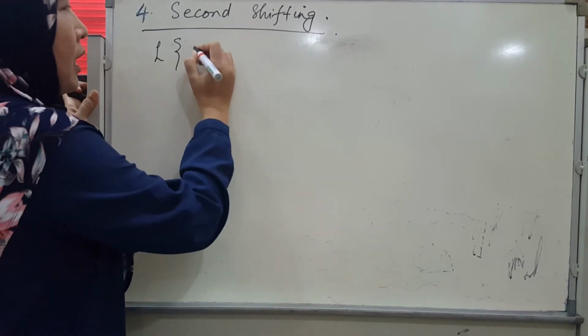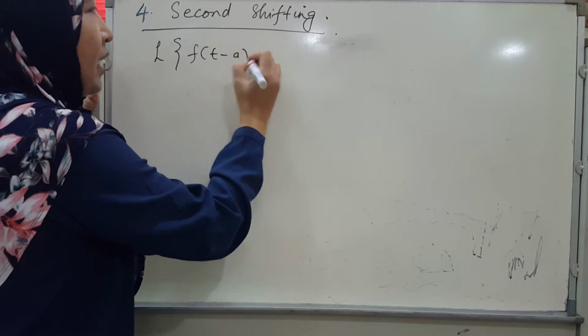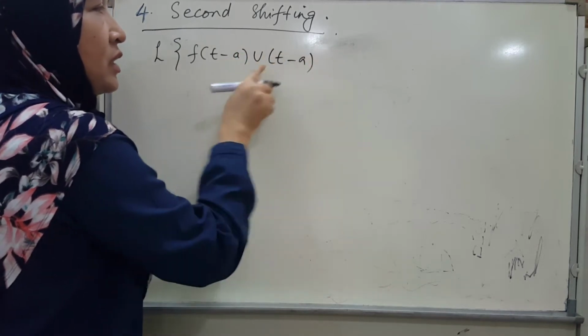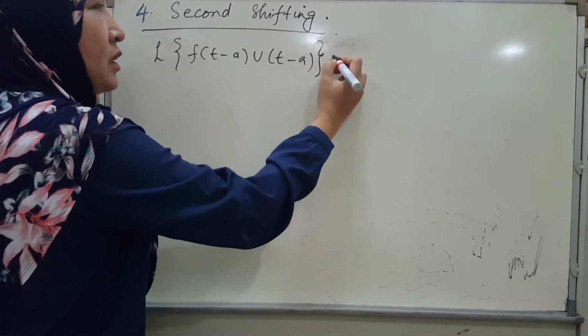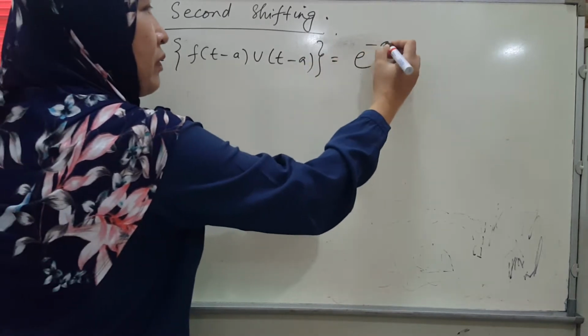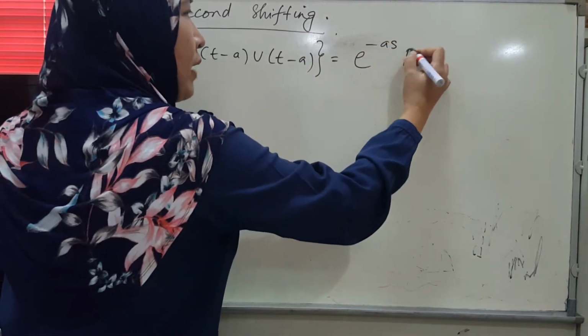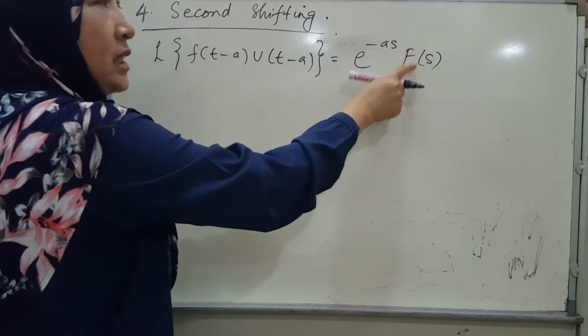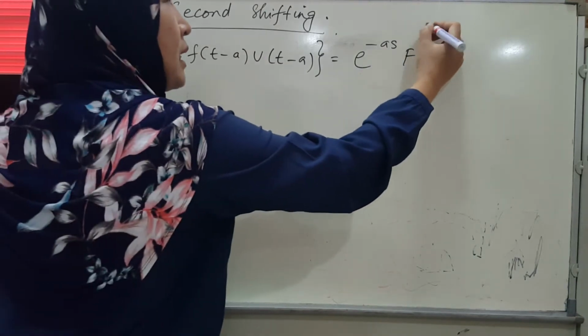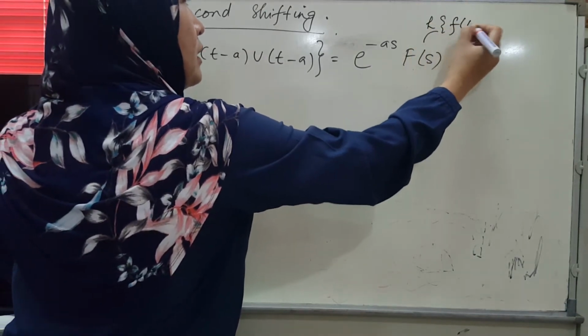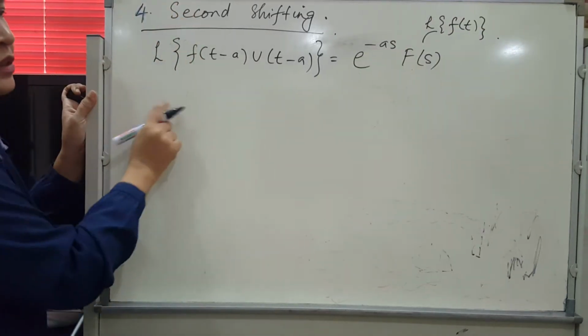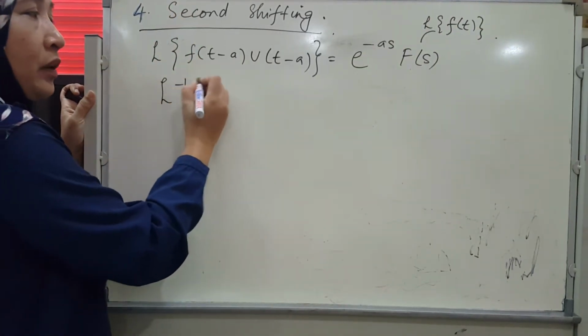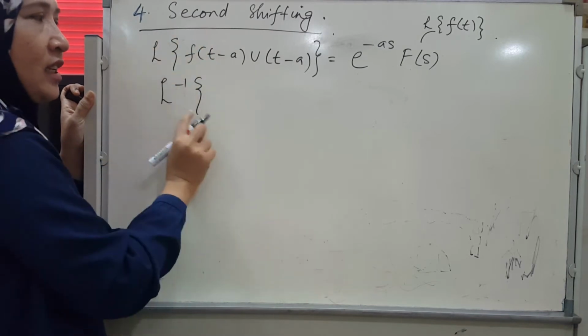So now, previously we have f(t minus a) together with u. This is what we call second shifting in terms of unit step function. So we have e to the negative as F(s). Remember? F(s) is Laplace of f(t). This one is Laplace of f(t). Okay. So now that we have the inverse for second shifting, inverse.